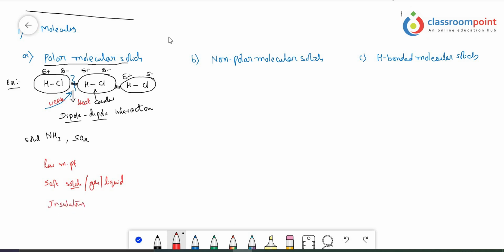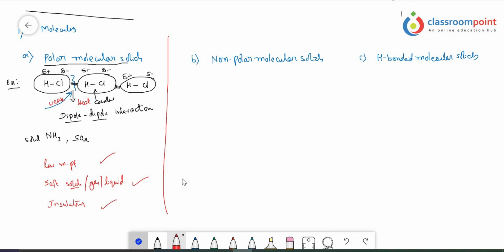These are insulators. So these are some of the characteristics of the polar molecular solids. I repeat about this one. Polar molecular solids are made up of polar molecules, where there is a covalent bond between the atoms and there is a dipole-dipole interaction between the molecules. Since weak attraction forces are there, they will have low melting point values. They are soft solids and they are insulators, meaning they are bad conductors of current or electricity.